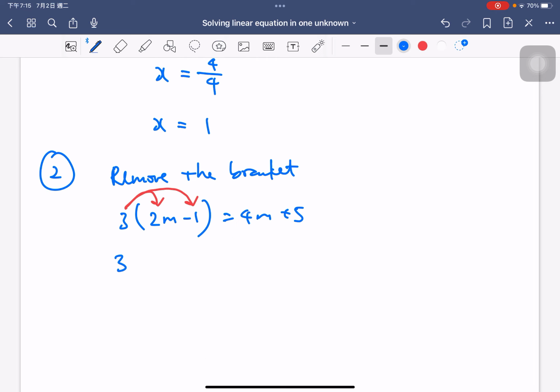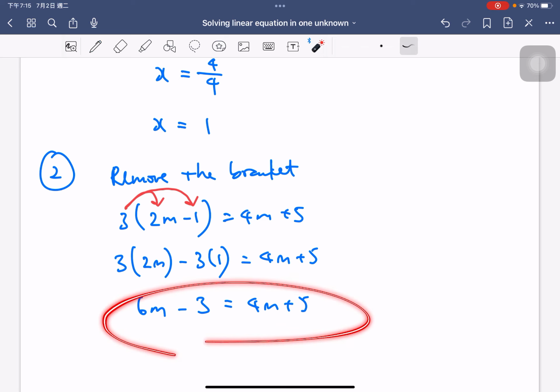So now I have 3 times 2m minus 3 times 1 equal to 4m plus 5. Now we can calculate this. 3 times 2m gives you 6m, and then minus the 3, equal to 4m plus 5.